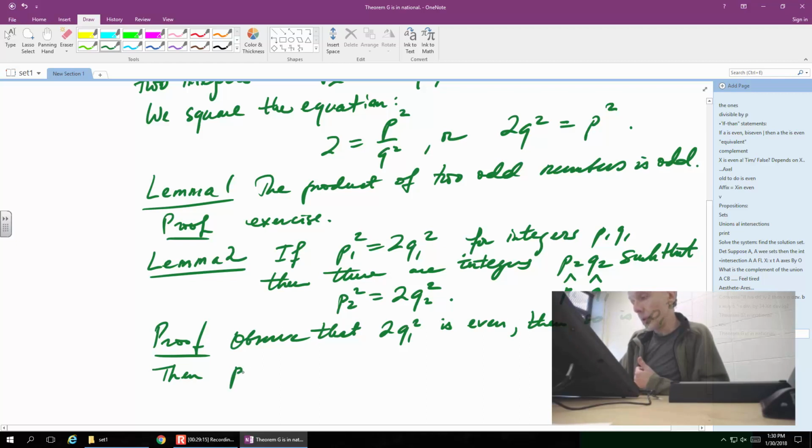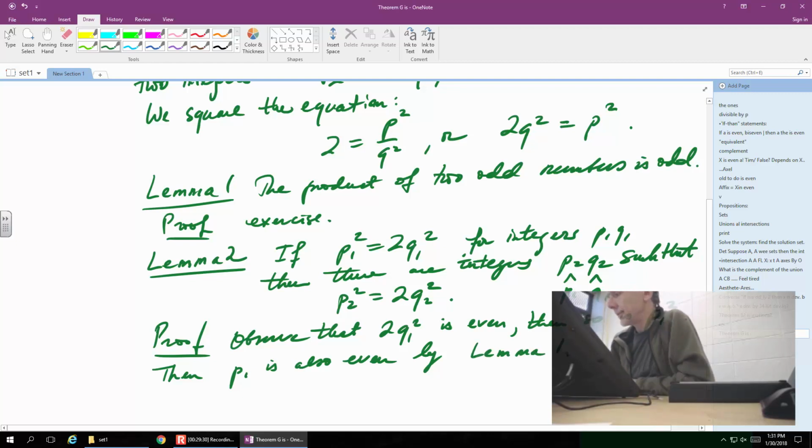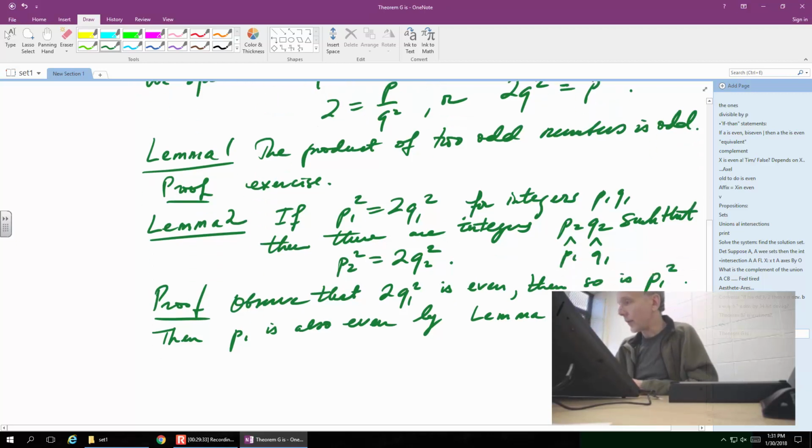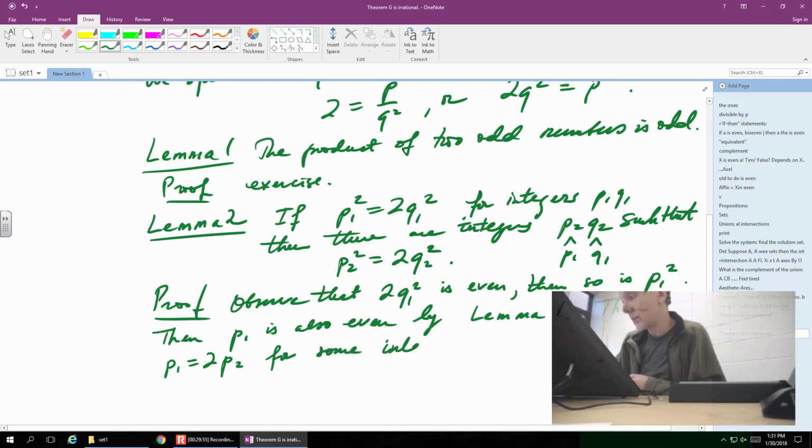Then p1 is also even by lemma 1. Okay, so then I don't have to invoke the definition of even. We didn't even need evenness as a definition here. We just use something that everybody knows what it means. So I say that p1 is equal to 2p2 for some integer p2, and it's going to be less than p1.